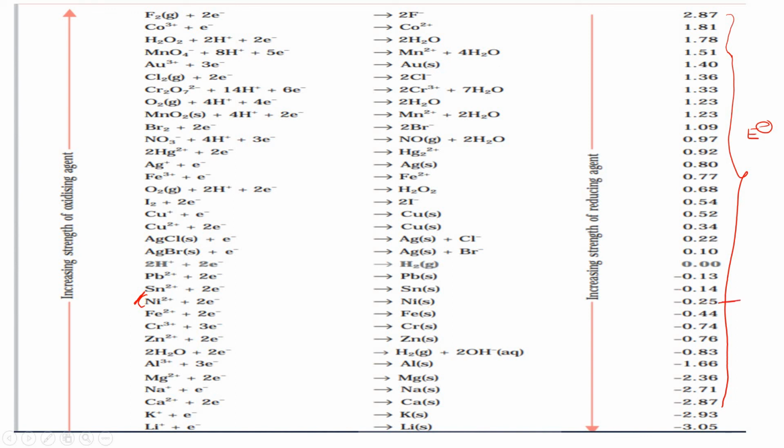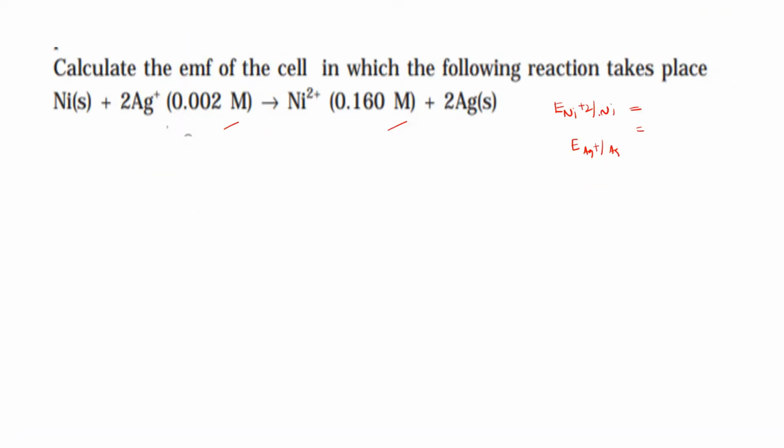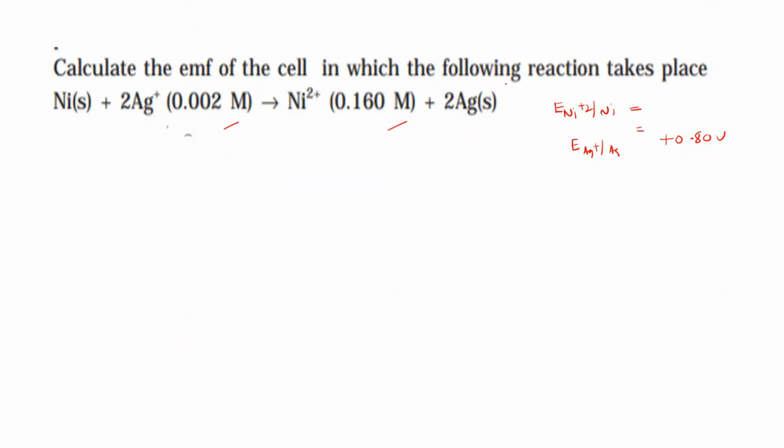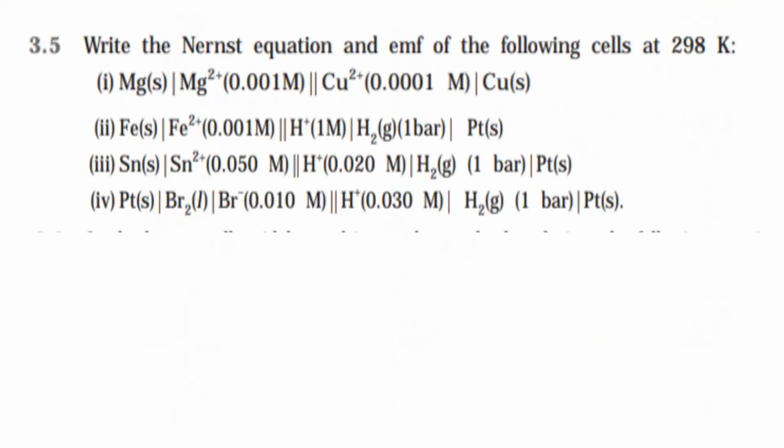Similarly, one more is given. Silver value is also given here. You have to search from the table, Ag. The table value will be 0.8. You take this value as 0.8 plus only, and the nickel value is given as minus 0.25. Now the same method you have to follow, you will get the answer here, right?